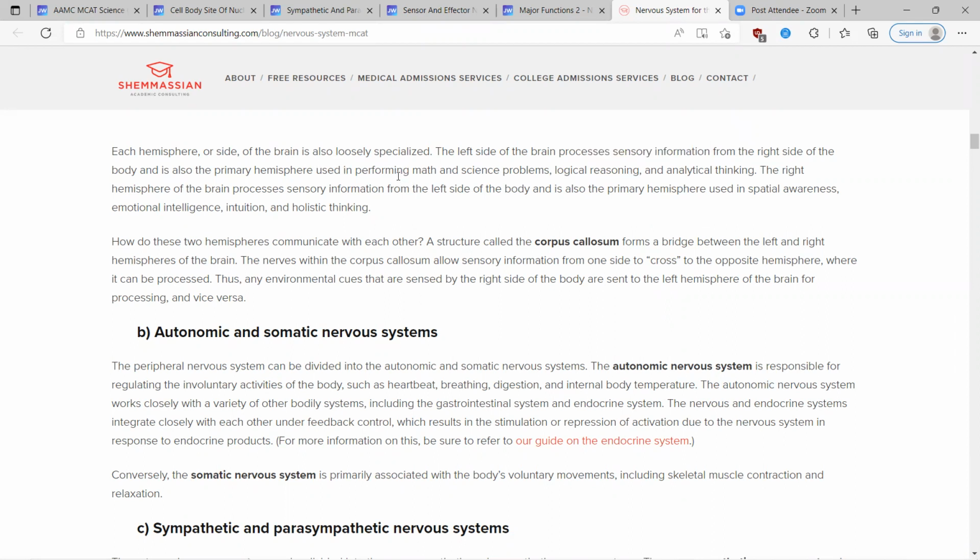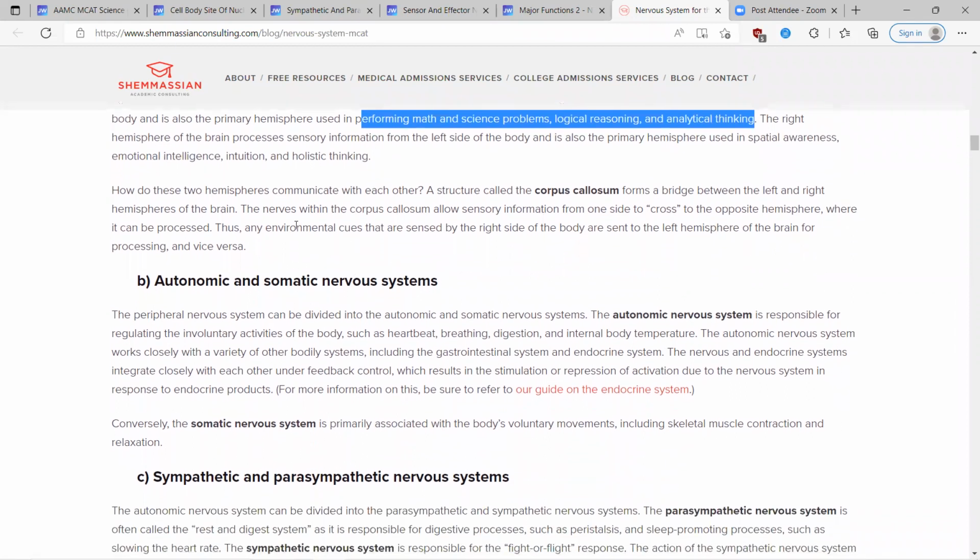So the right hemisphere of the brain is used particularly in spatial awareness, emotional intelligence, intuition, and holistic thinking, right? Whereas the left side of the brain is particularly for math and science problems, logical reasoning, and analytical thinking. So at every stage, there are a lot of different divisions to the brain. And the corpus callosum is the bridge between the left and the right. That's what allows the cross transfer of information.